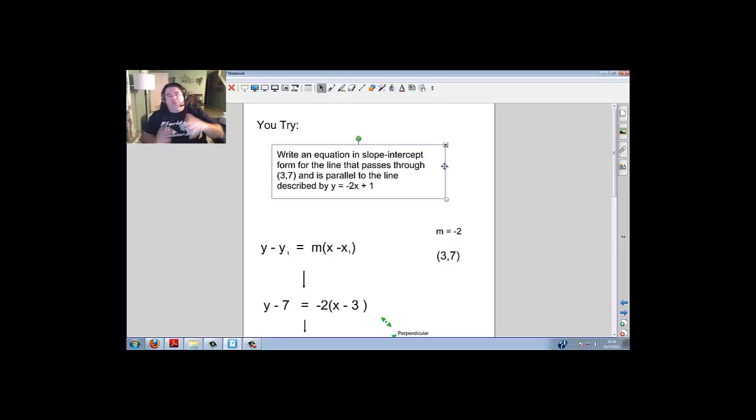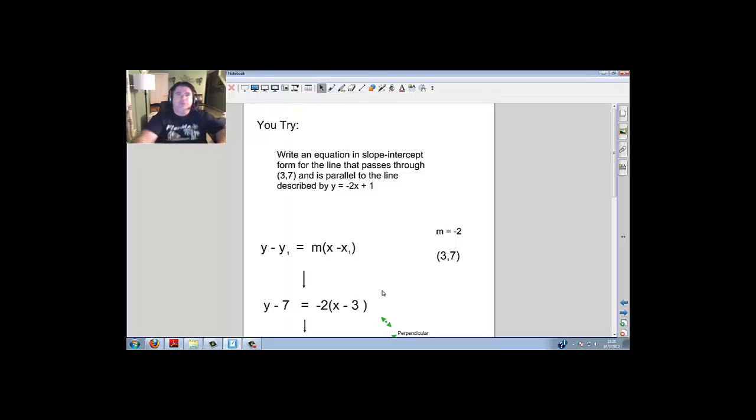Write an equation in slope-intercept form for the line that passes through (3, 7) and is parallel to the line described by y equals negative 2x plus 1. Step 1. I have y equals negative 2x plus 1. The slope normally is negative 2. We'll fix that in a second. And the point we want is (3, 7). Think point-slope. But there's a new slope to be had.